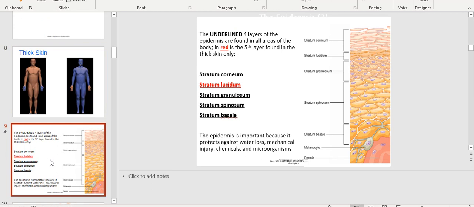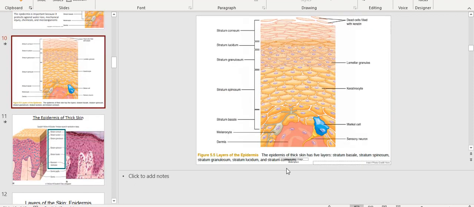And so you have a look here. Here are your five layers. Your fifth layer is the stratum lucidum. Okay, that's only found for thick skin on the hands and the feet. But all other layers are there all over the body. Okay, so the epidermis is important because it protects against water loss, mechanical injury, chemical injury, and microorganisms, these kinds of things. Okay, so there are your five layers. So this is the layer that's only involved with the hands and the feet. This is providing protection there. So you have a look. Again, here's your five layers.